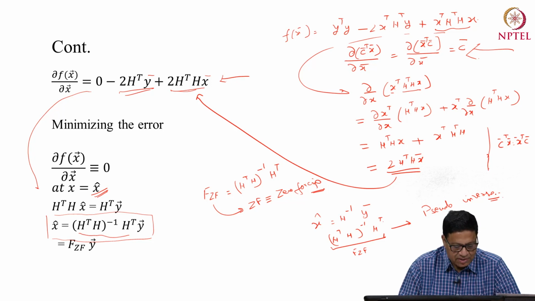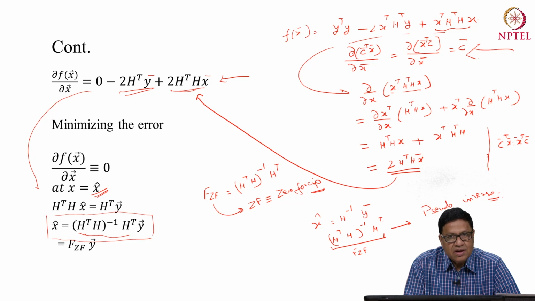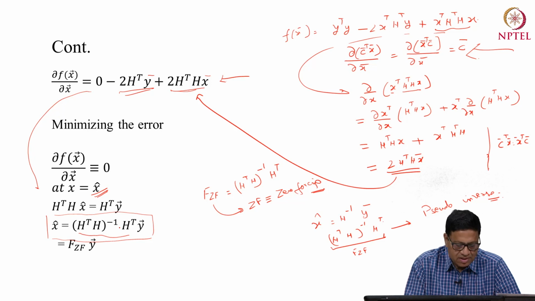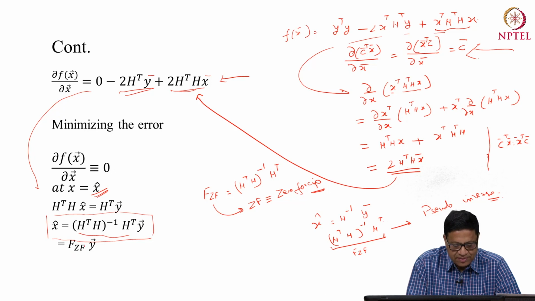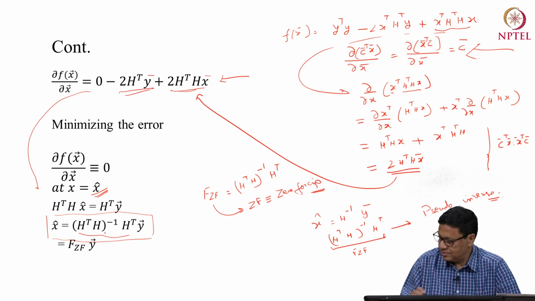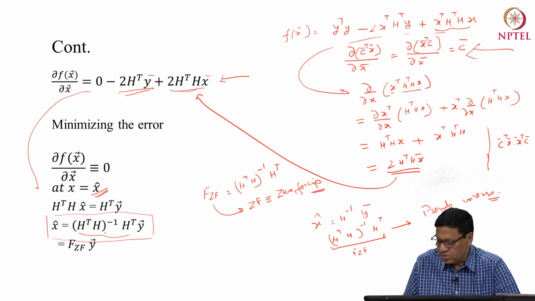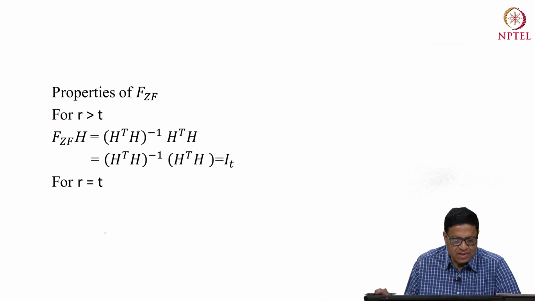So for estimating x, we need to have this operation on the channel matrix, that is (H^T H)^-1 H^T, not simply H inverse y, because R and T dimensions are different, and it's a rectangular matrix which may not have a direct inverse. So we'll have to calculate F_ZF for getting the x estimate, which is also called the pseudo inverse. Now let us see the properties of the pseudo inverse.